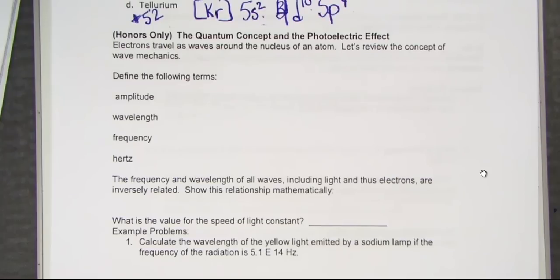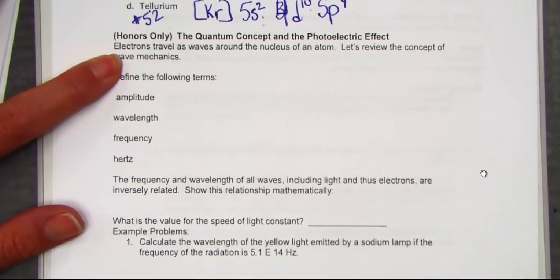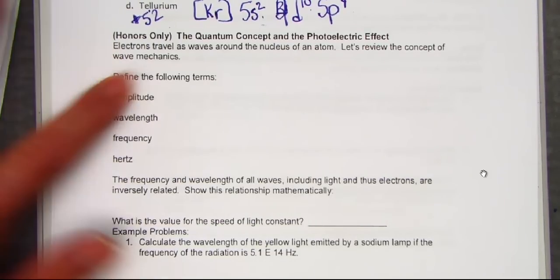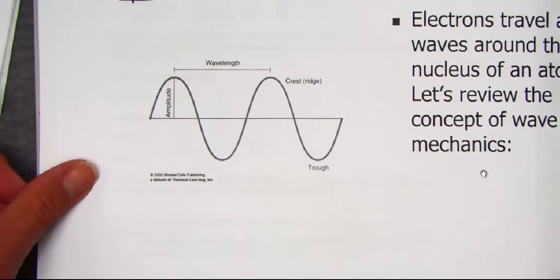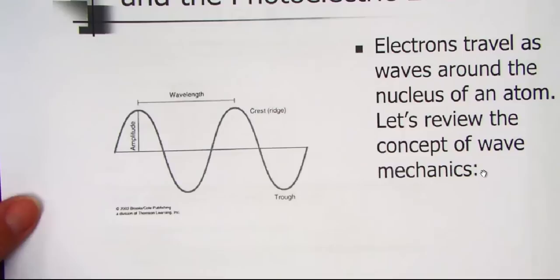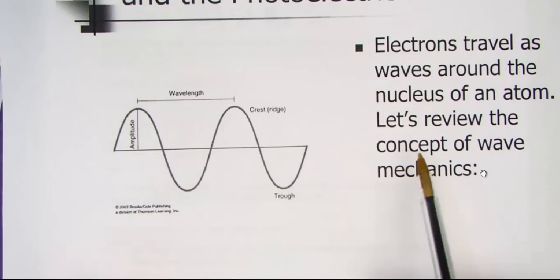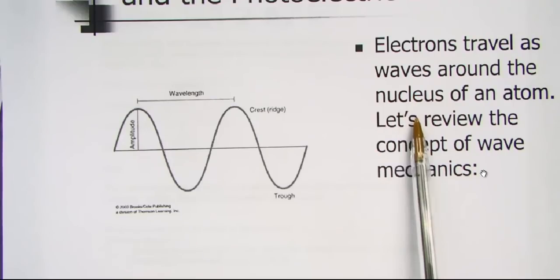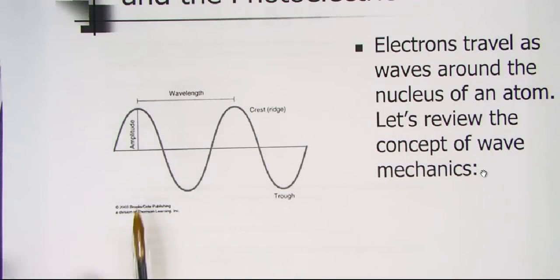Chemistry is the same way with its electron. We start to envision electrons traveling as waves around the nucleus. So we're going to do a little bit of review about the concept of wave mechanics. Understanding that the following terms might be brand new, they might be review for some of us. Electrons travel as waves around the nucleus of an atom, so we're going to review some of what we call wave mechanics.